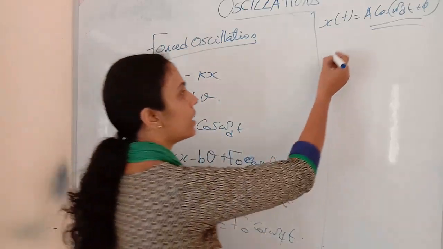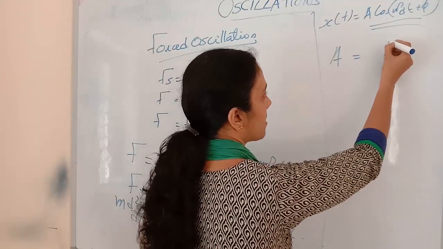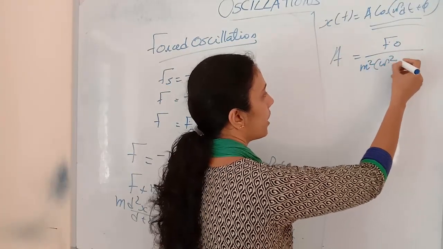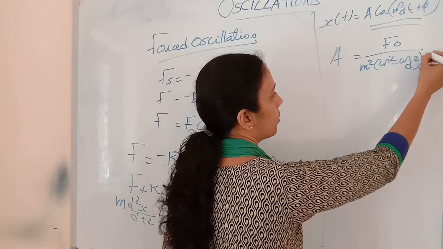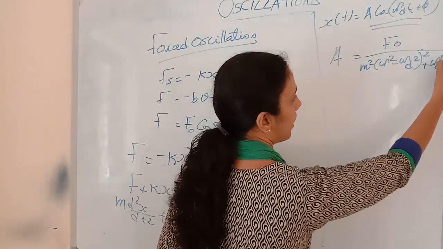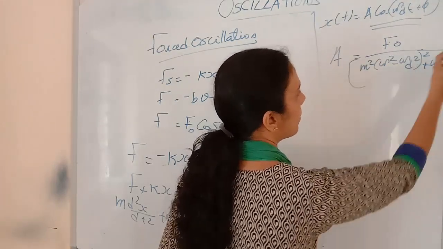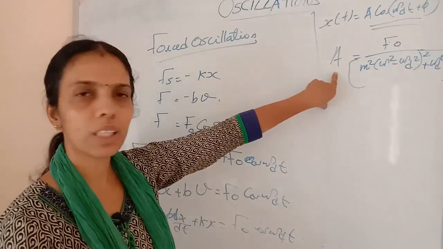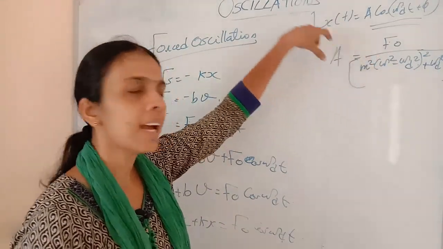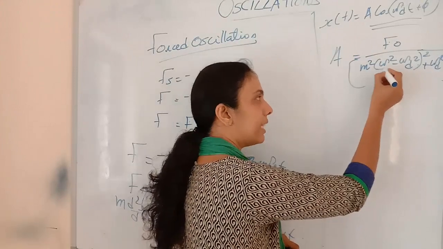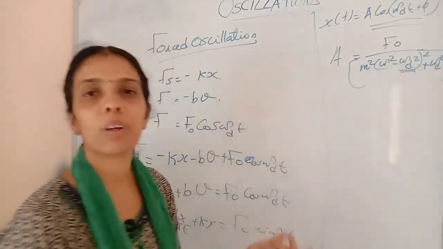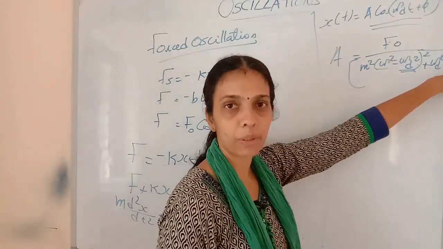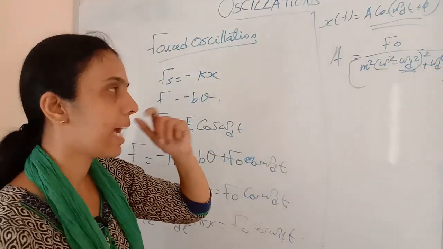The amplitude is A equals F0 divided by [m² (omega² minus omega_d²)² plus omega_d² b²] to the power 1/2. Like that, one big term we get for finding the amplitude. The amplitude depends on the natural frequency as well as the driven frequency, and it depends on the damping b also.